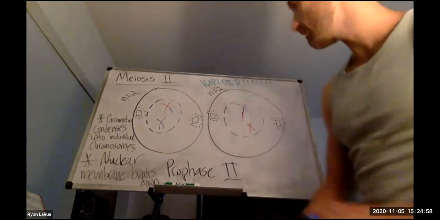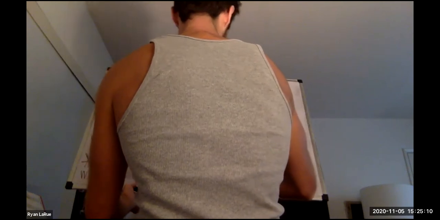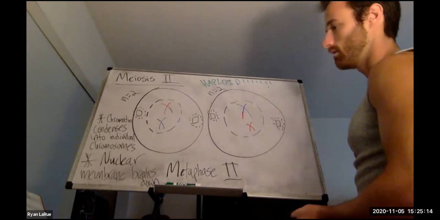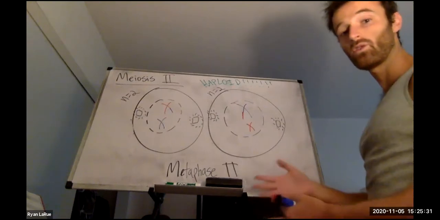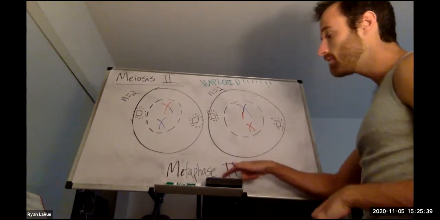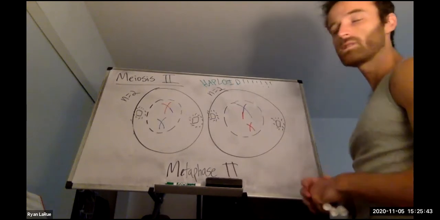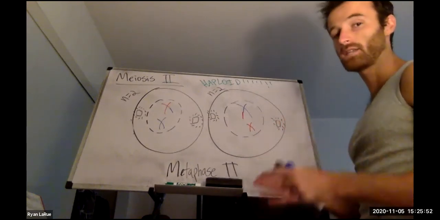Alrighty, so let's continue meiosis two. The next phase is metaphase two. Metaphase two, not metaphase one, right? And interestingly enough, it always helps to remember that meiosis two is similar to mitosis, because just like mitosis, during metaphase of meiosis two, chromosomes are not aligning side by side. They're going to align single file, just like they did during mitosis. So let's draw that.